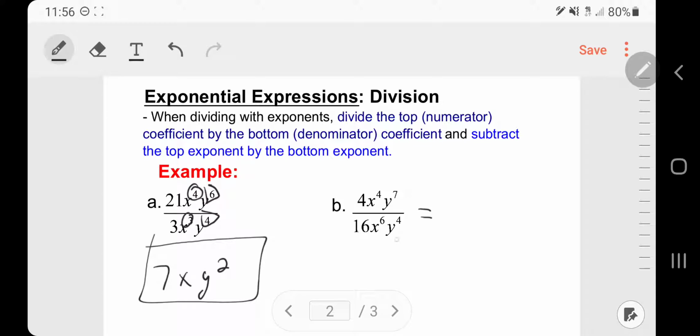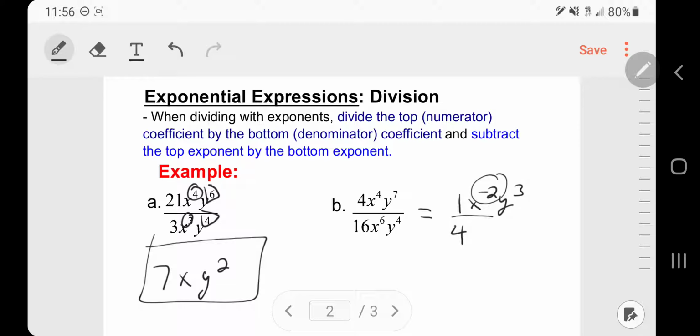And in the next one, we have 4 over 16. Again, the order matters here, so it's actually just going to simplify to 1/4, 4 over 16. And then I'm subtracting, again, top minus bottom, so 4 minus 6, that's going to give me x to the -2. And 7 minus 4 is going to give me y to the 3rd.